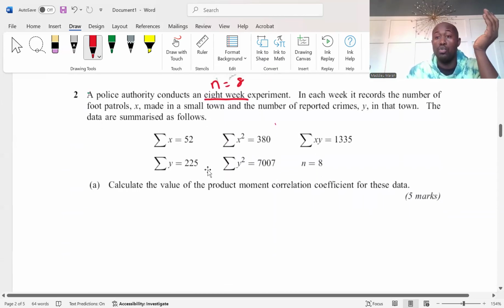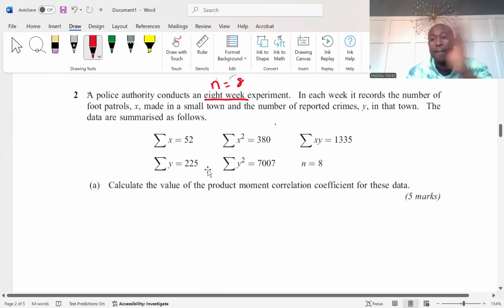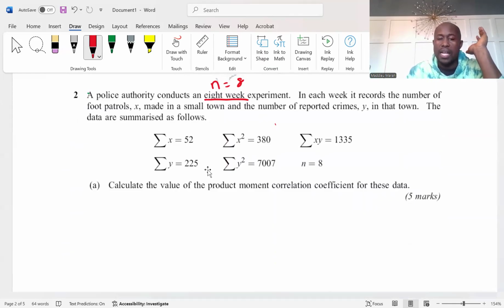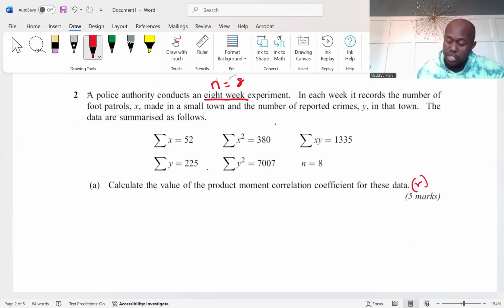So the only thing we need to do now is to state our formula and apply. We are calculating the value of the product moment correlation coefficient. This means we have to get R. I said we'll use this question for correlation and also for regression, where we assume that X is equal to 6,000. Let me solve A.